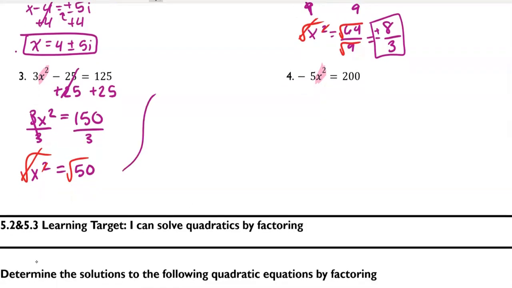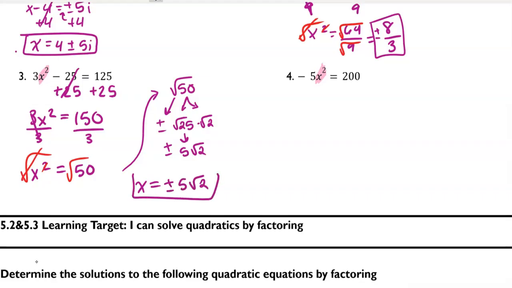I'm just going to continue this up here on the right. So the square root of 50 can be simplified to, well, the square root tells us we need plus or minus. The 50 can be split into at least one perfect square. I know half of 50 is 25, and 25 is a perfect square. So we can say the square root of 25 times 2. Final answer is 5 square roots of 2. So x equals plus or minus 5 square roots of 2.